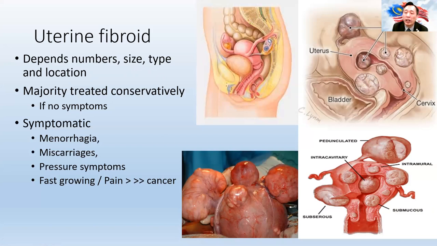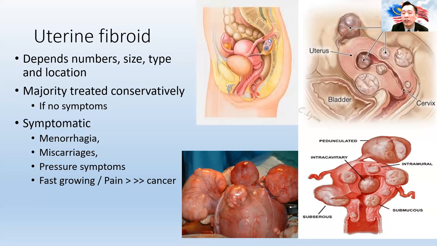All right, if it's outside the uterus, it's pedunculated or subserosal fibroid. This one most likely will not cause problem unless it gets twisted or infected. All right, if it's near the muscle wall, sometimes it does cause miscarriage, heavy periods, abnormal lie, and so on. So majority are actually asymptomatic. Majority just need to be treated conservatively. If it's around 3 cm, you can keep it inside the clinics.